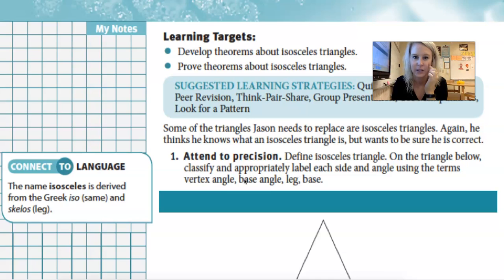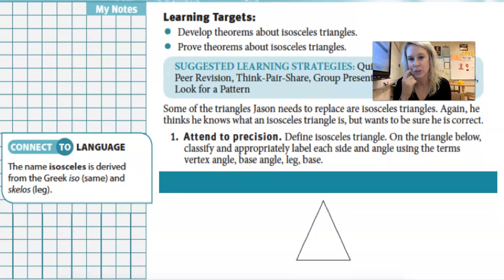So let's move on. Some of the triangles Jason needs to replace are isosceles triangles. Remember in our last lesson Jason was replacing the glass triangular pieces on the outside of that building. So he needs to know what an isosceles triangle is and wants to be sure he's correct. So let's talk about isosceles triangles.